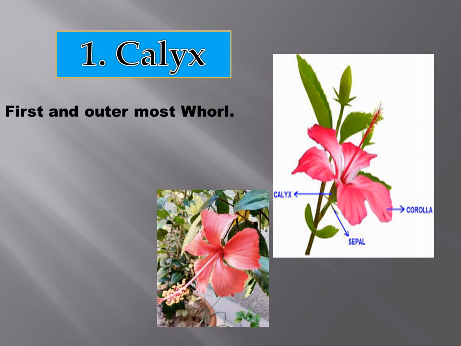Calyx is the first and the outermost whorl of the flower, that is composed of small leafy structures that are called the sepals. So these are the first outermost part of the flower that are leafy in structure and called the sepals. They are mostly green in color.